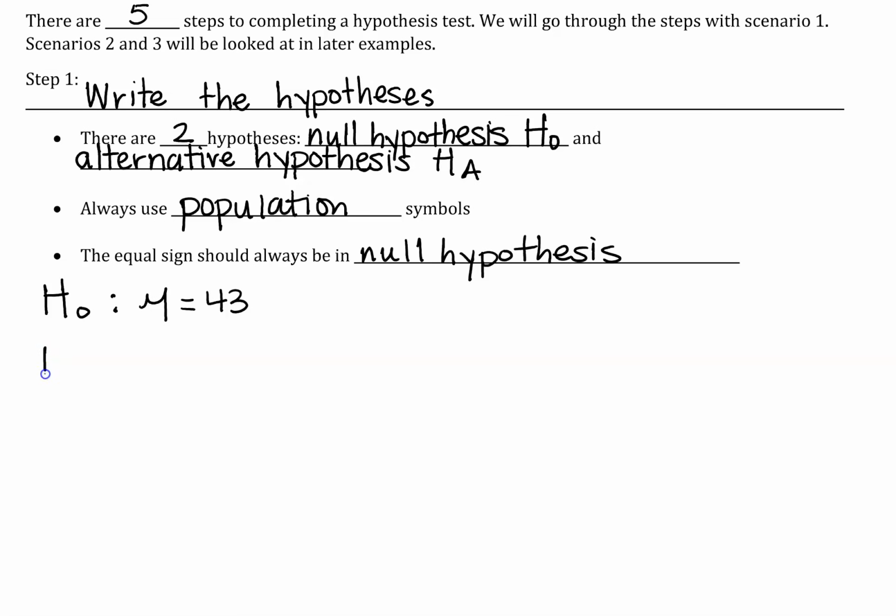The alternative hypothesis is what the person thinks, or what is implied. This person thinks that the population mean is less than 43. So our HA is that mu is less than 43. And so this is step 1 for scenario 1, writing the hypotheses.